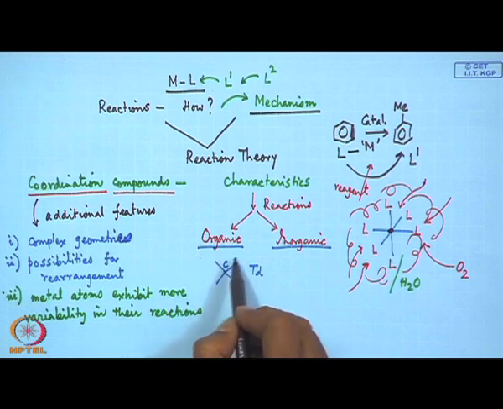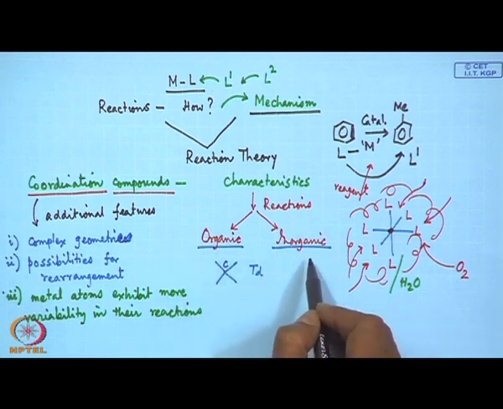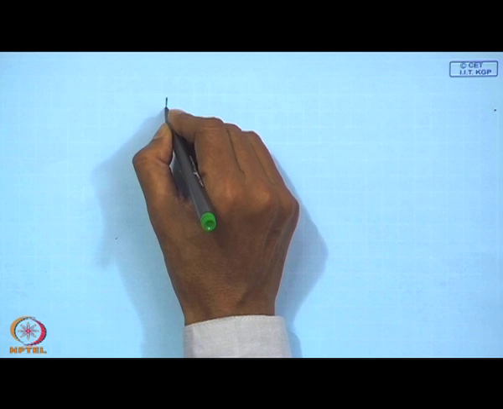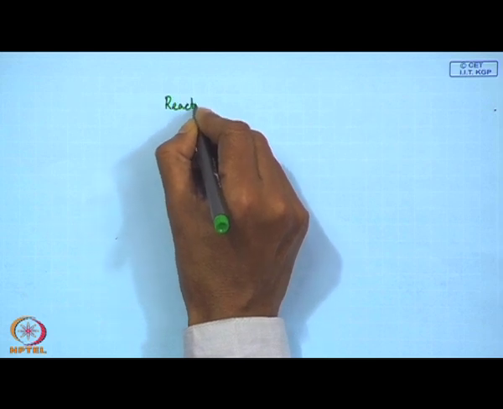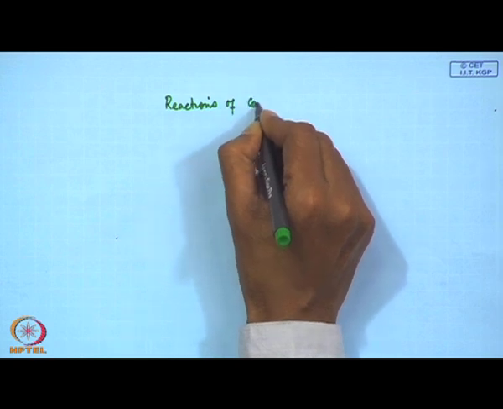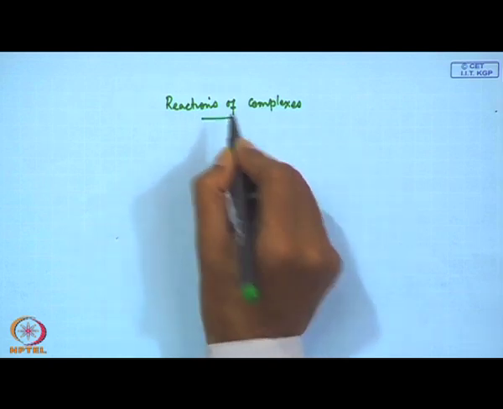So, their reactions are also much more complex, and this is not the case for organic reactions, and inorganic reactions are also sometimes pretty simple. So, we have to monitor these reactions very critically, and the reactions of these complexes are of different types.